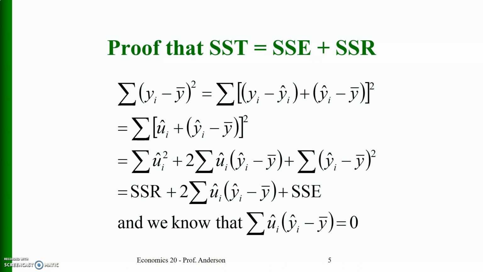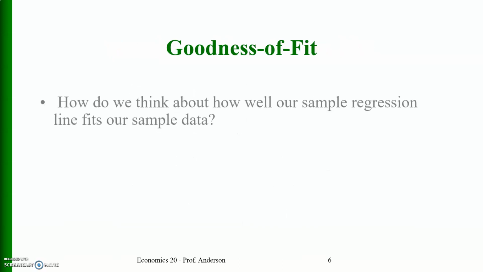These are some of the proofs. If you follow, finally you see that the total sum of square is equal to the regression sum of square plus residual sum of square, or explained sum of square plus unexplained sum of square.